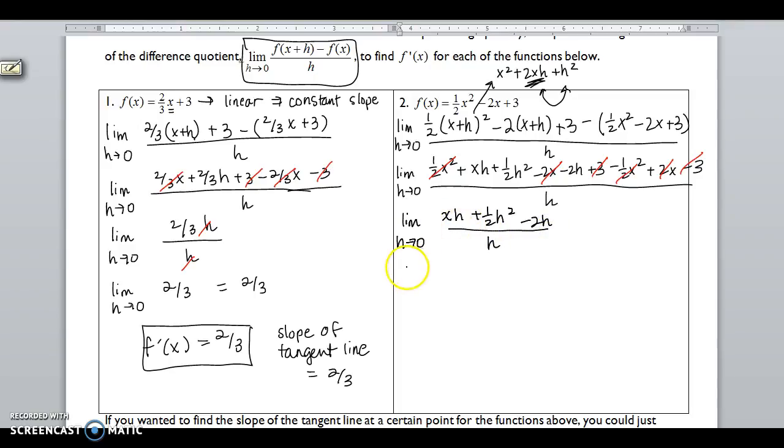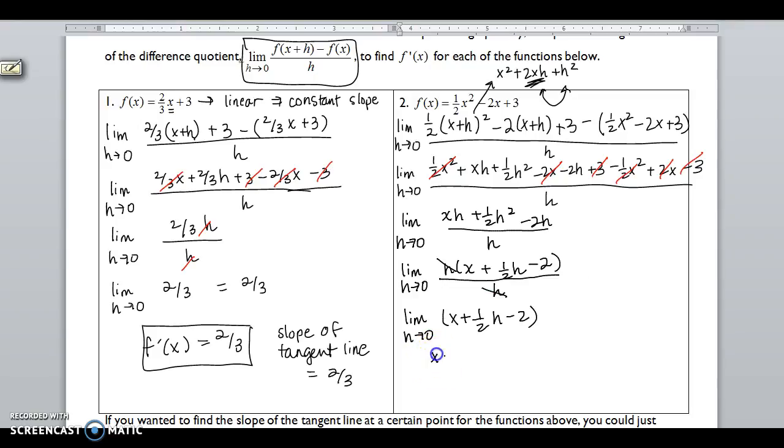So what that means is we're going to go ahead and factor out an h from each term. So h times x plus 1/2 h, don't forget that other h, minus 2 all over h. And then those h's will cancel out. So we have limit as h approaches 0, just x plus 1/2 h minus 2. And then we can go ahead and plug in the 0 for h.